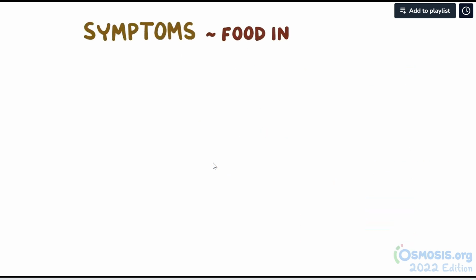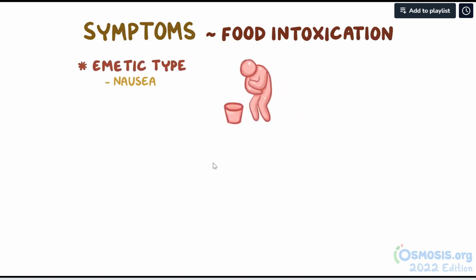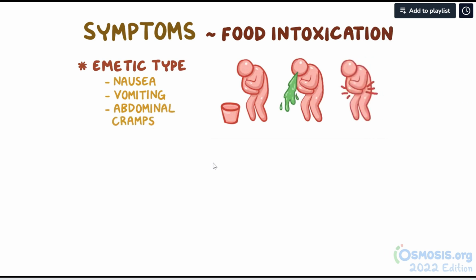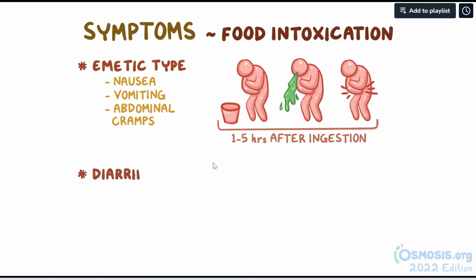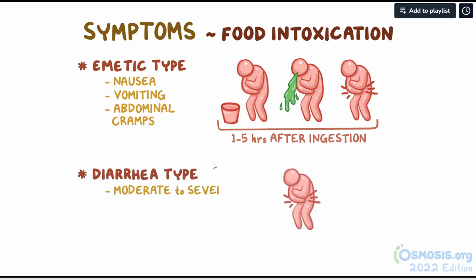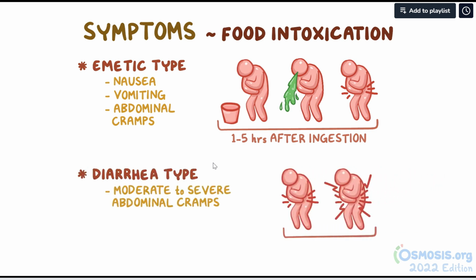Symptoms of B. cereus food intoxication depend on the type of infection. With the emetic type, there's nausea, vomiting, and abdominal cramps. And all of these classically start 1 to 5 hours after someone has eaten cereulide-contaminated food. With the diarrhea type, there are moderate to severe abdominal cramps, and it typically starts within 6 to 18 hours after ingestion of the endospores.